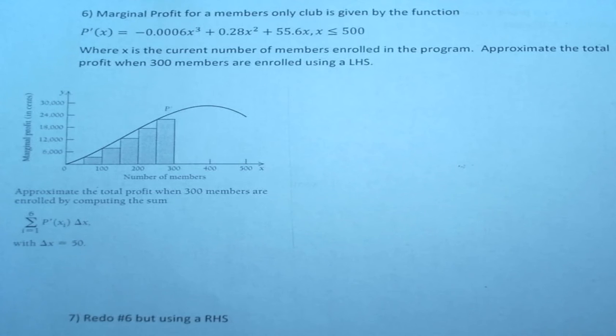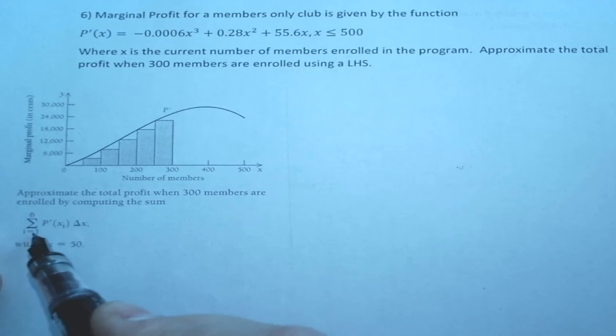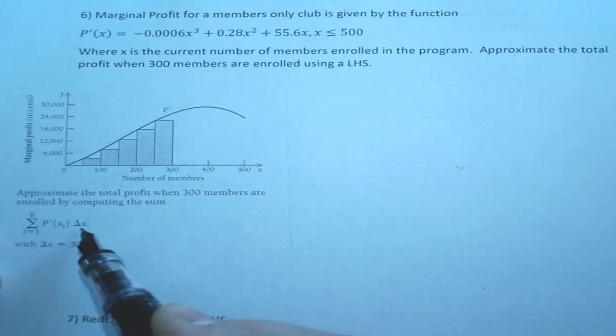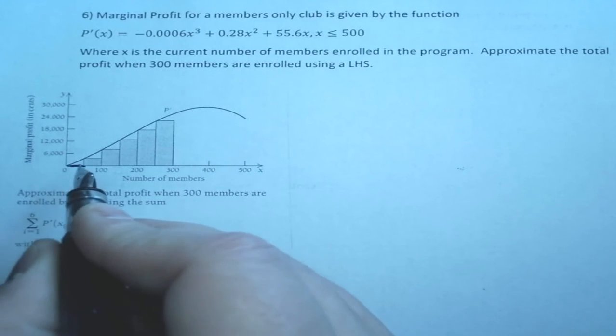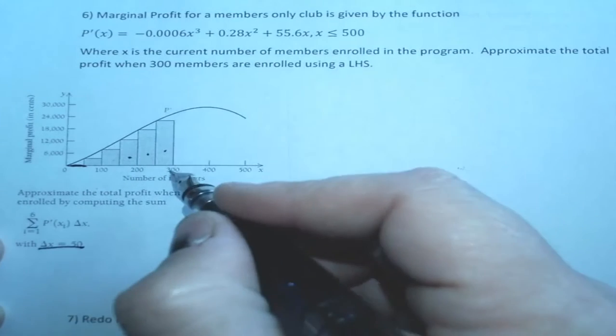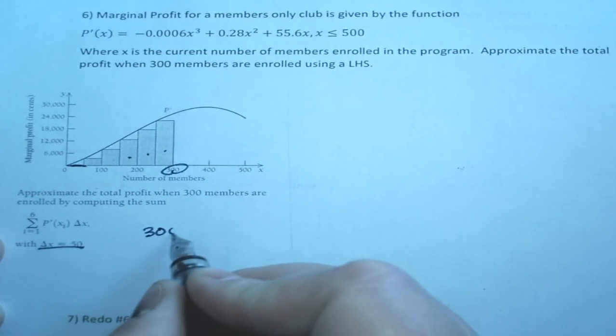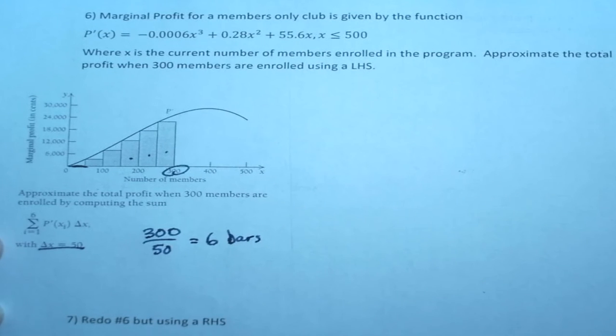This is going to help us a little bit. Now, what you need to see here is they've also given us this sigma notation: the sum from i equals 1 to 6 of P prime of x_i times delta x, where delta x is 50. Now, we see 1, 2, 3, 4, 5 bars if we use a left-hand sum. Actually, it's 6 bars: 1, 2, 3, 4, 5, 6. How do I know it's 6 bars? Well, delta x is 50, and they want us to stop at 300, and 300 divided by 50 is 6 bars.